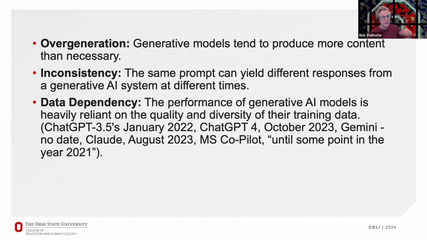Data dependency. Every generative AI model has a date when their data ends. They said, we're only going to take this chunk of data. And so ChatGPT 3.5, it's January 2022. GPT-4 is October 2023. Gemini, which is Google's, has no date. Essentially, they're claiming that they are just taking information that is daily being generated on the internet and integrating that. Claude, which is another model, has August 2023. And if you're at OSU and you use Copilot, which is our approved tool now, they say until some point in the year 2021. And so, again, these are important things to note.